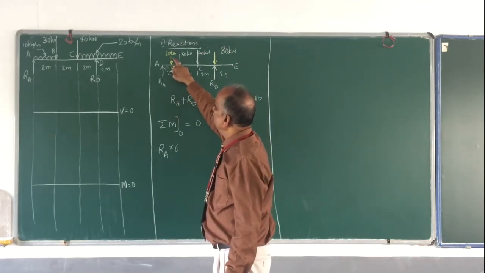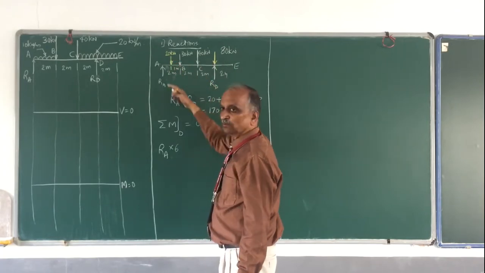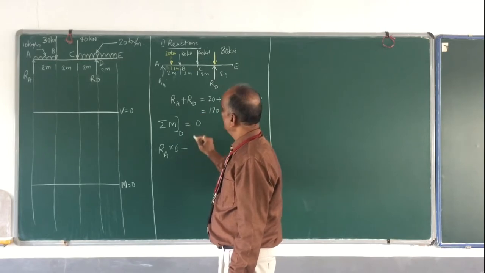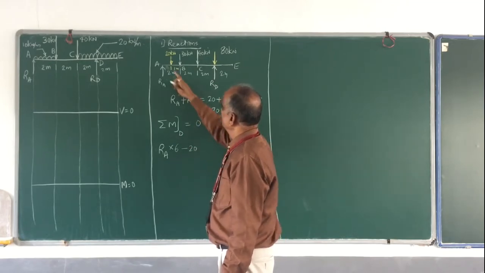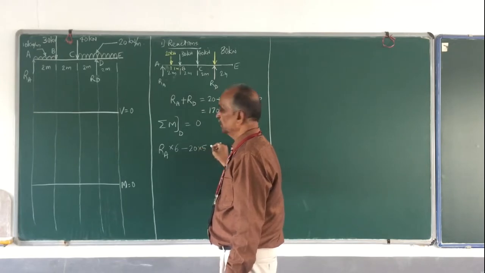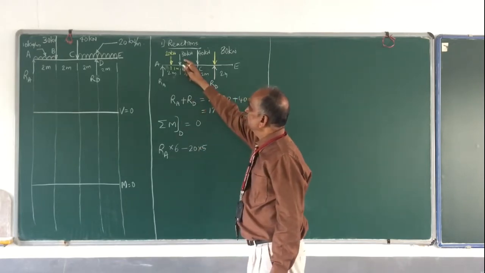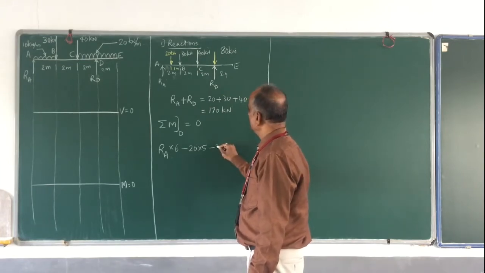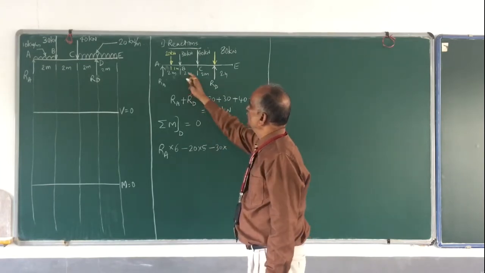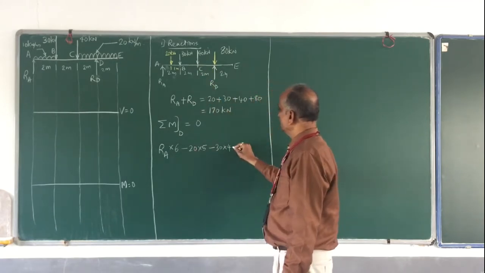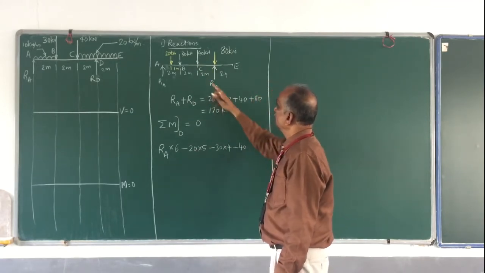Okay, then 20 into this, it will form anti-clockwise moment, therefore it is minus. 20 into what? This is 1 meter, 1 plus 2 plus 2, into 5. 20 into 5. This 30, this also will form anti-clockwise. 30 multiplied by 2 plus 2, 4. The next 40, that also is minus 40 into 2.